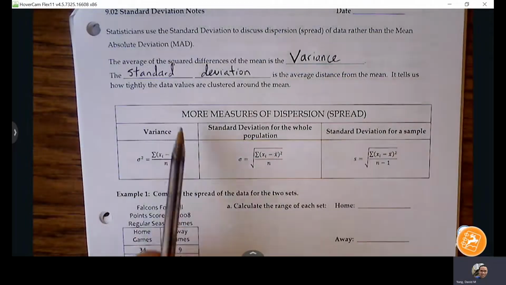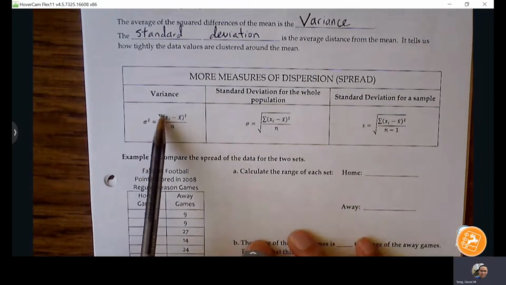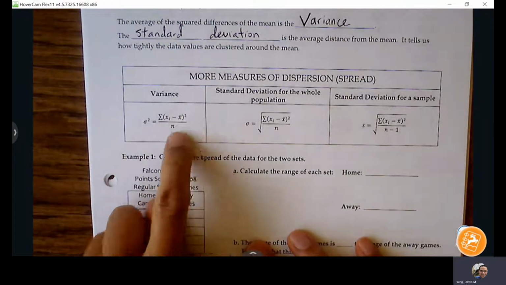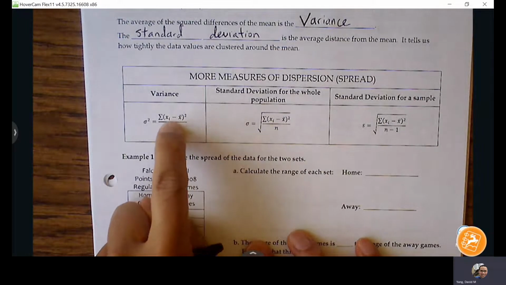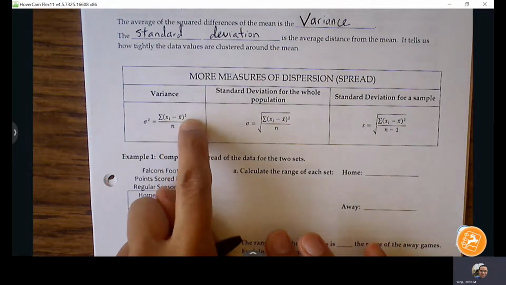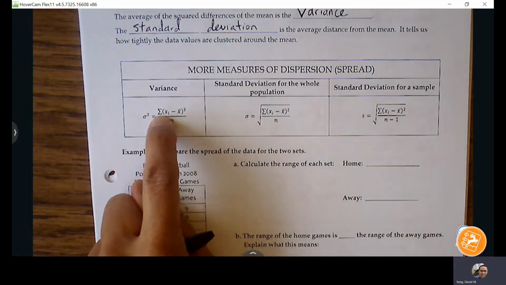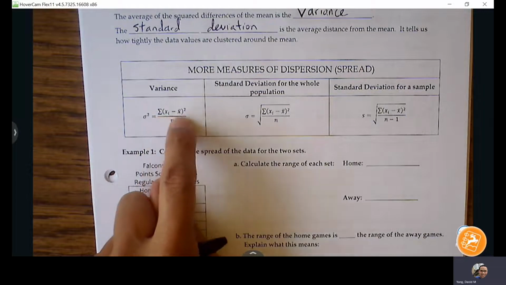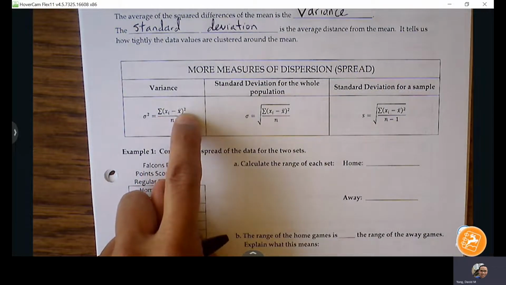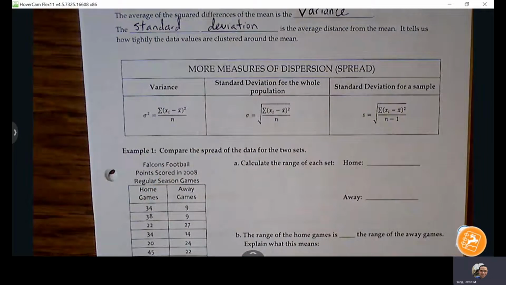Okay, so variance is very similar to what we did with mean absolute deviation. We're going to find the mean. We're going to subtract every term from the mean, but then we're going to square that, and then add all together. That summation means we're just adding all the resulting squared differences, and then dividing by the number of terms we have. Okay.